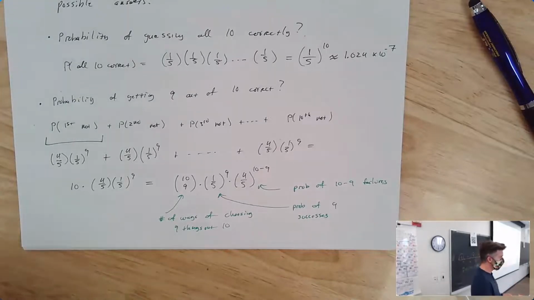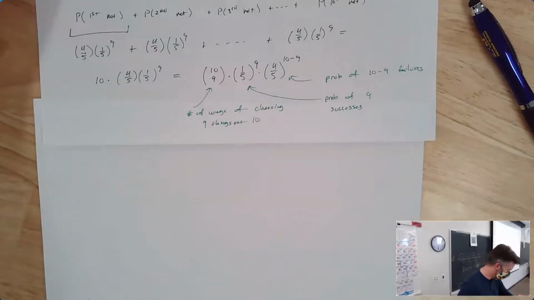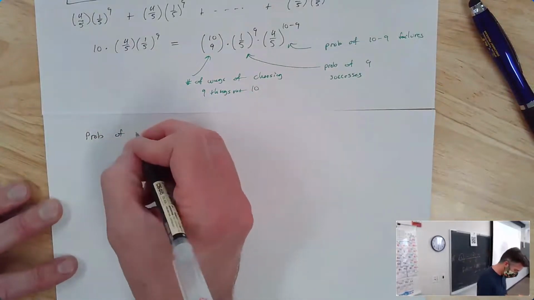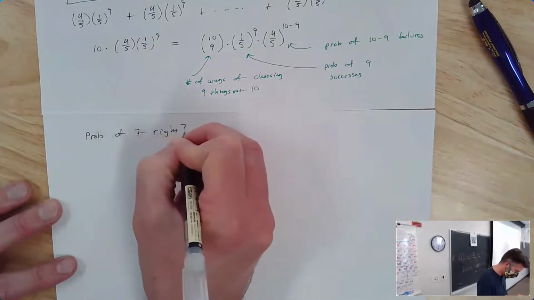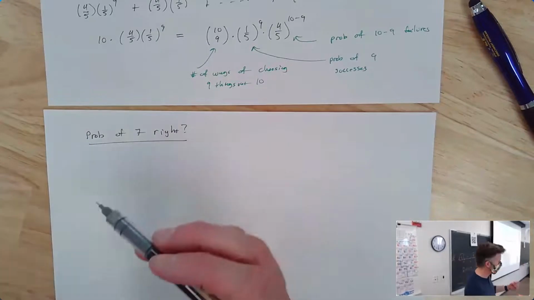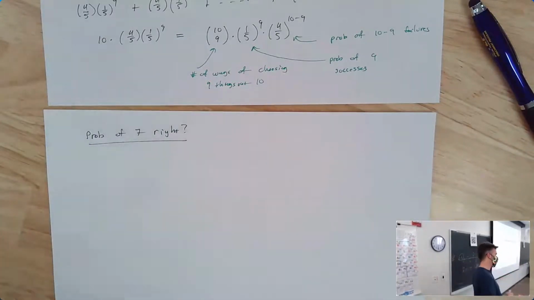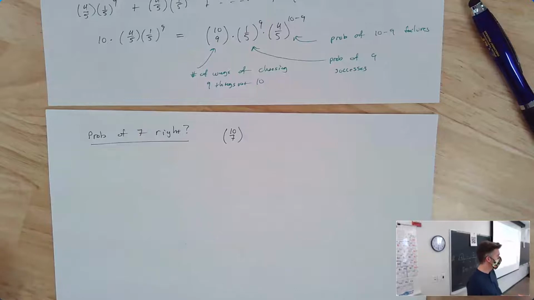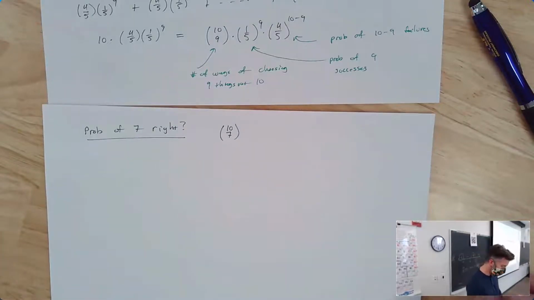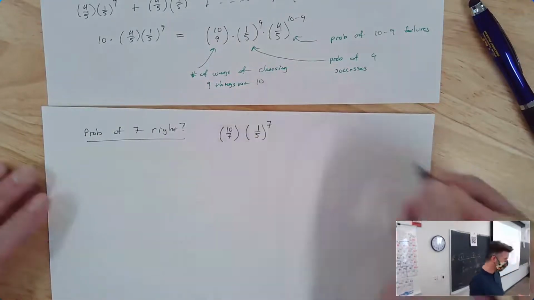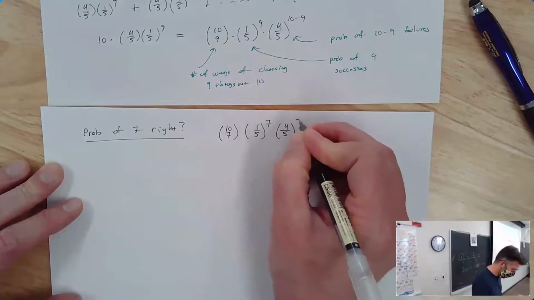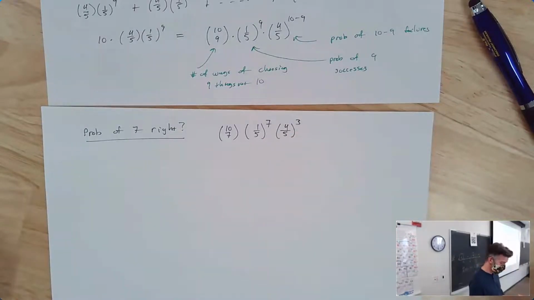So you can apply the same sort of formula to a different example. For example, what's the probability of getting 7 right? Let's say 70% is a passing grade on this test. Well, instead of saying it's going to be 4/5 and 4/5 and 4/5, we can say it's going to be 10 choose 7, because there's 10 choose 7 ways of picking which 7 we're going to get correct. And then 1/5 to the 7th, because that's the probability of getting 7 of them right. And then 4/5 to the 3rd, because that's the probability of getting 3 of them wrong. And that's it.